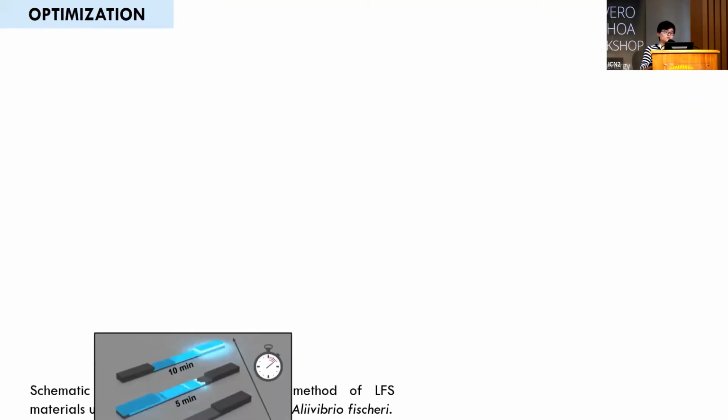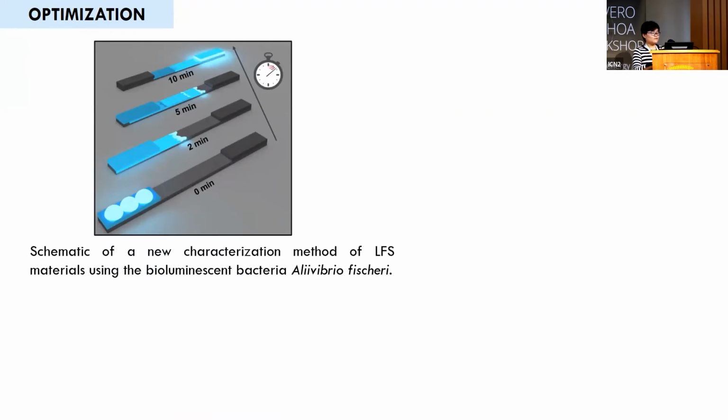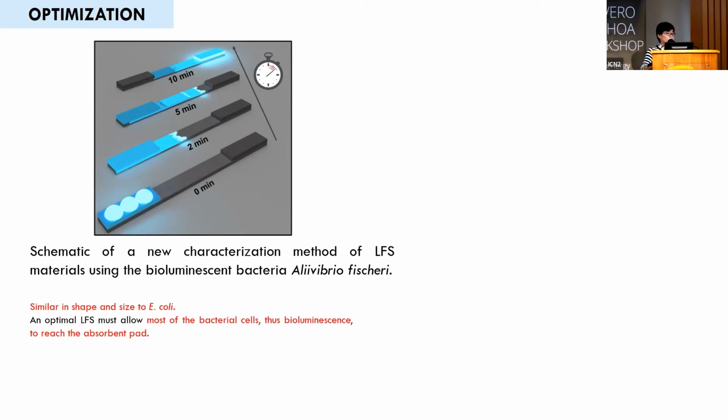In this work, first we developed a novel characterization method for lateral flow strip materials using the bioluminescent bacteria Aliivibrio fischeri. This bioluminescent bacteria has a similar shape and size to E. coli, so we can directly use it to mimic the dynamic flow of E. coli on the lateral flow strips.